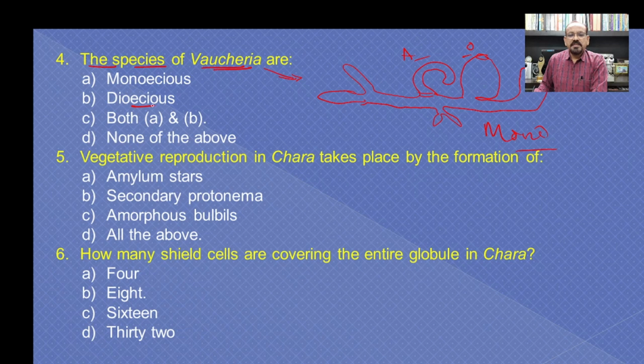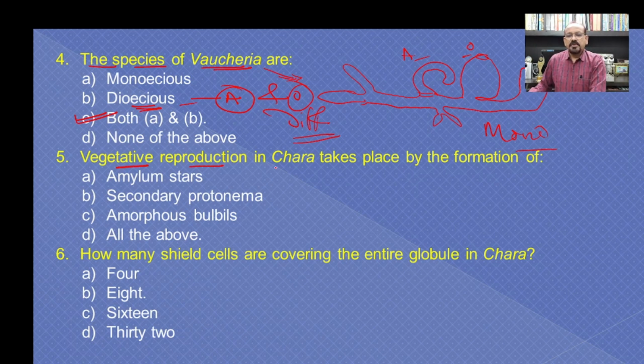But some species of Vaucheria are there in which the male reproductive organ, the antheridia, and the female reproductive organ, the oogonia, develop on different plants, and such a condition is known as the dioecious condition. Both conditions are found in Vaucheria, and hence the answer becomes C.